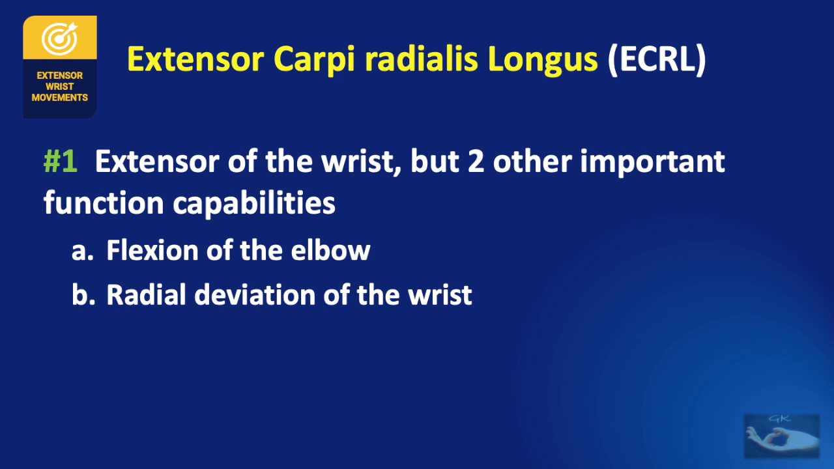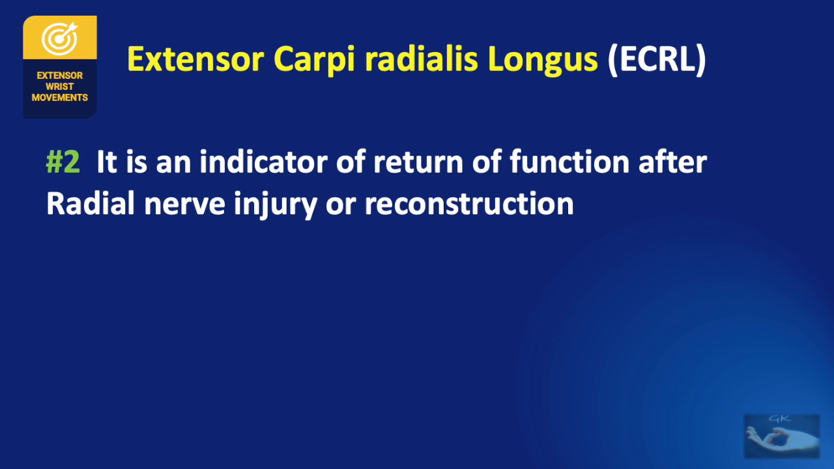This radial deviation can be countered only by the extensor carpi ulnaris, and the elbow flexion effect can be negated by fully extending the elbow. The second important point is that it is an indicator of return of function after radial nerve injury or reconstruction, because it is the first muscle to be innervated from the radial nerve after it exits from the spiral groove, and secondly, the innervation of this muscle can be easily identified by the radial deviation and extension of the wrist.